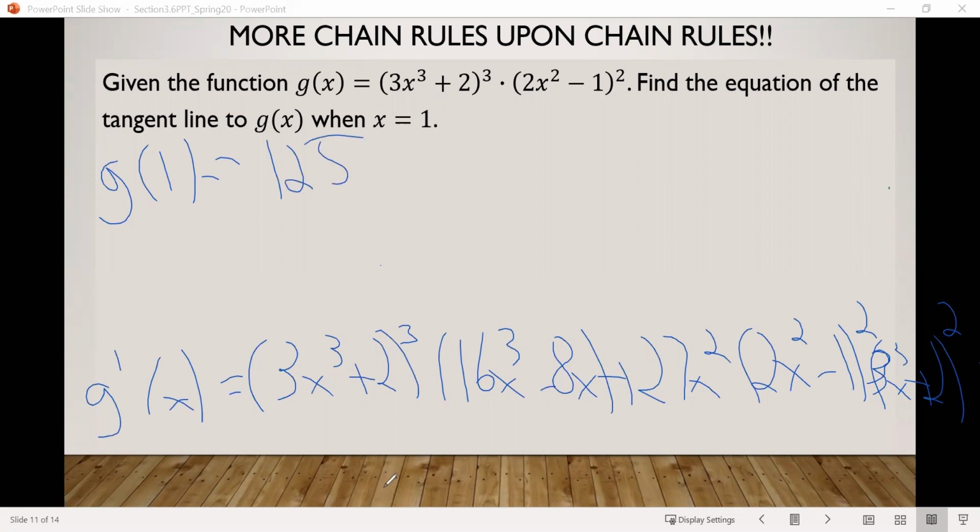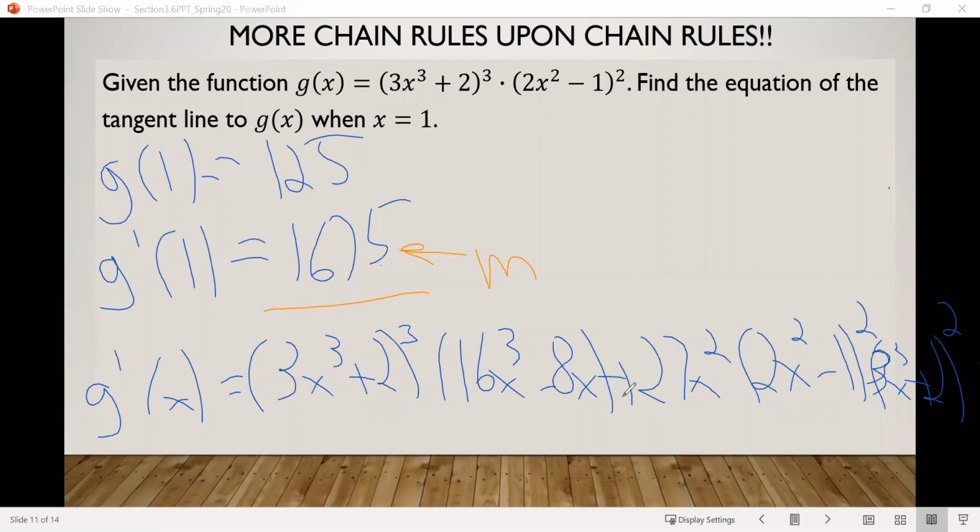And we also need to evaluate our derivative at that point. I believe you guys can double check my math, but I'm not going to work it all out here. I believe if we do that, we get 1675. And remember, our derivative evaluated at this point gives us our slope, right? So that's going to be the slope of our tangent line.